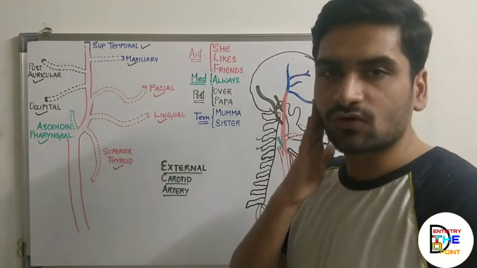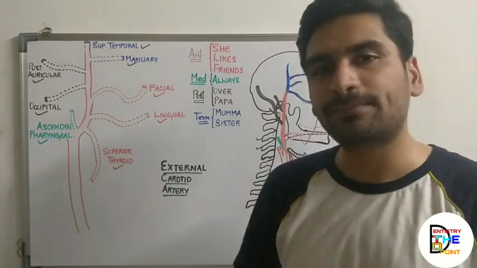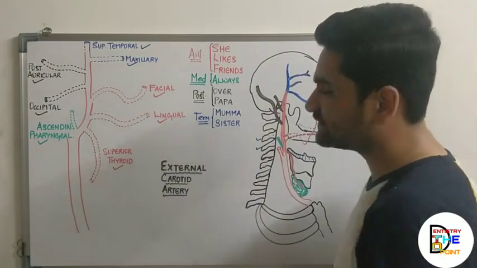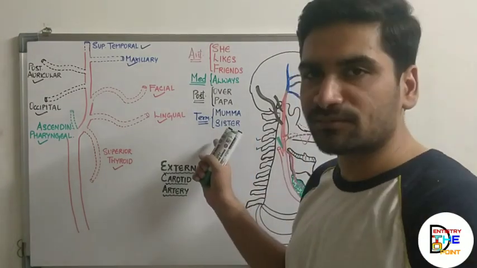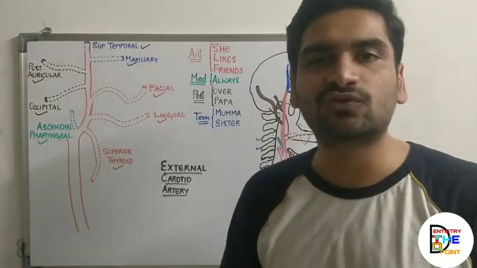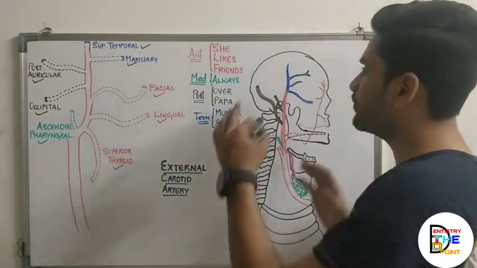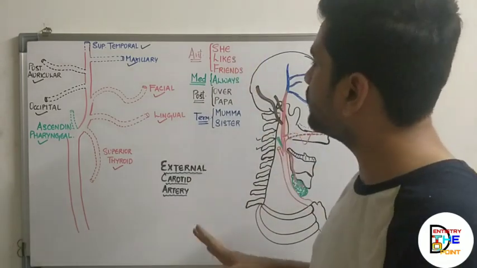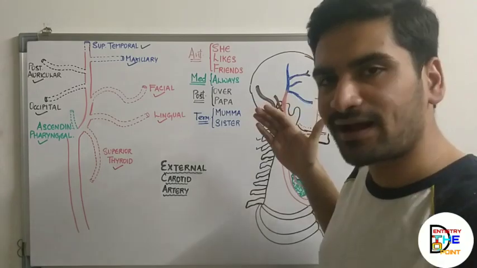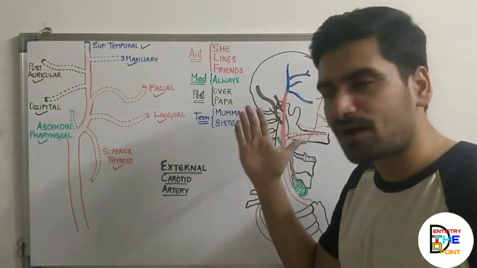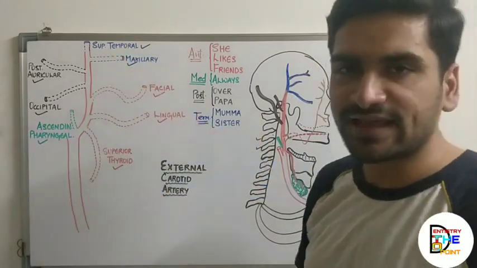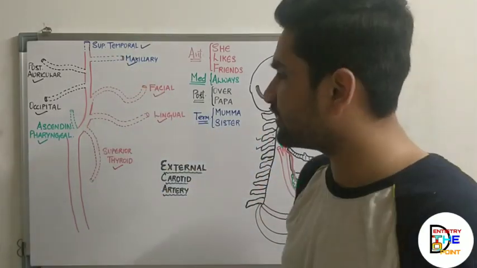O stands for occipital, over, and P, papa, stands for posterior auricular. And lastly, mama and sister. These are the 2 branches of the terminal one. So the M stands for maxillary and S stands for superficial temporal. So I hope you are clear with the mnemonic. Once again I'll repeat: she likes friends always over papa, mama and sister. So this is the mnemonic to remember all the 8 branches of the external carotid artery.